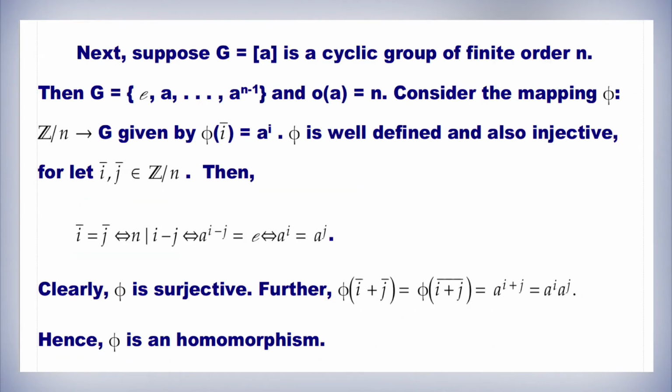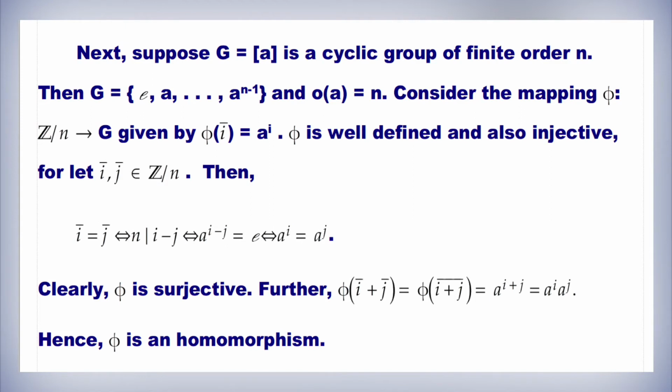Next, suppose that G = ⟨a⟩ is a cyclic group of finite order n. Then G = {e, a, a squared, and so on up to a^(n-1)} and order of a is equal to n. Consider the mapping phi from Z/nZ to G given by phi(i bar) = a^i. Phi is well defined and also injective.